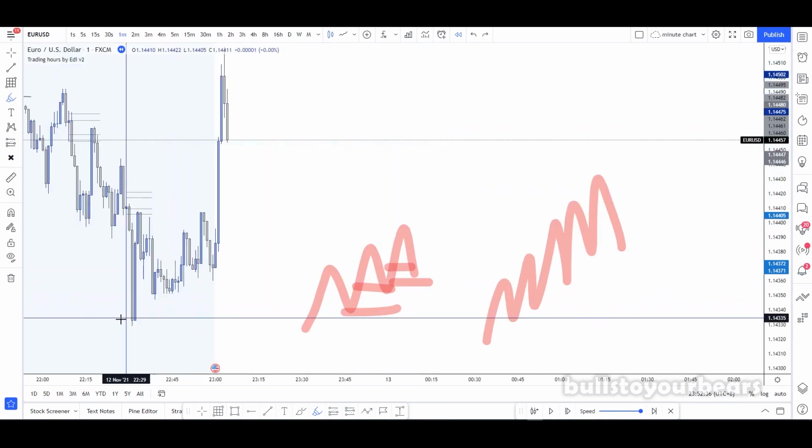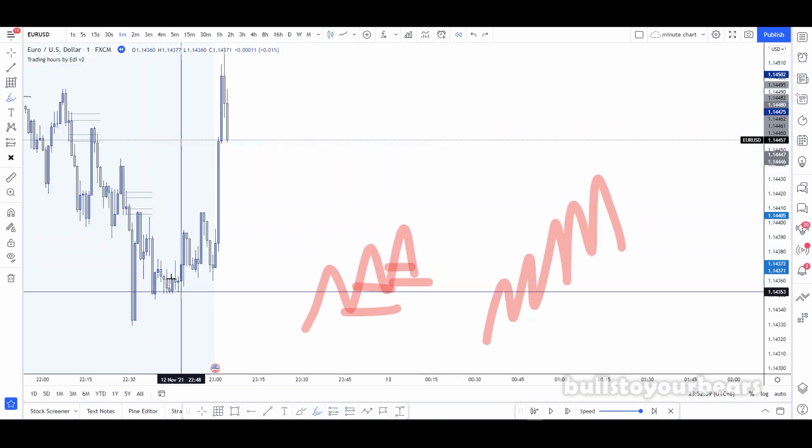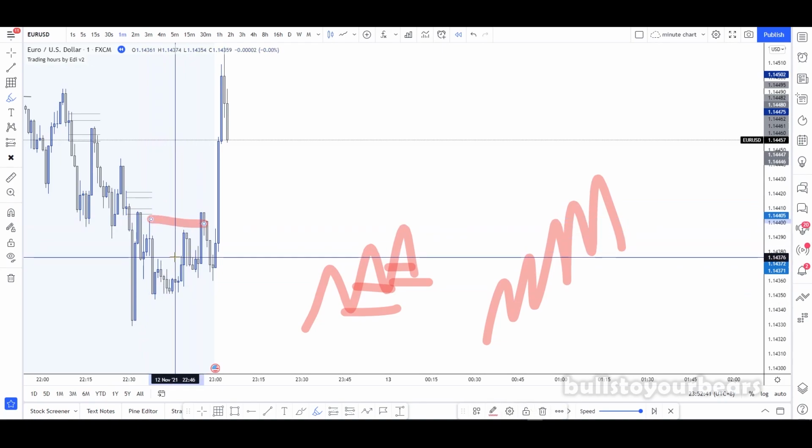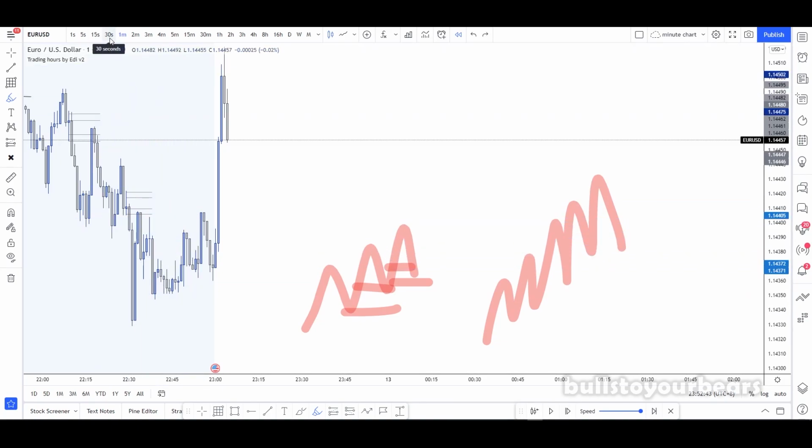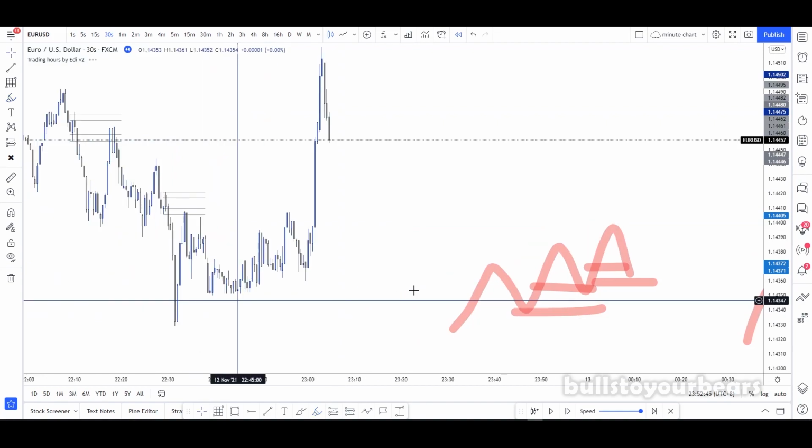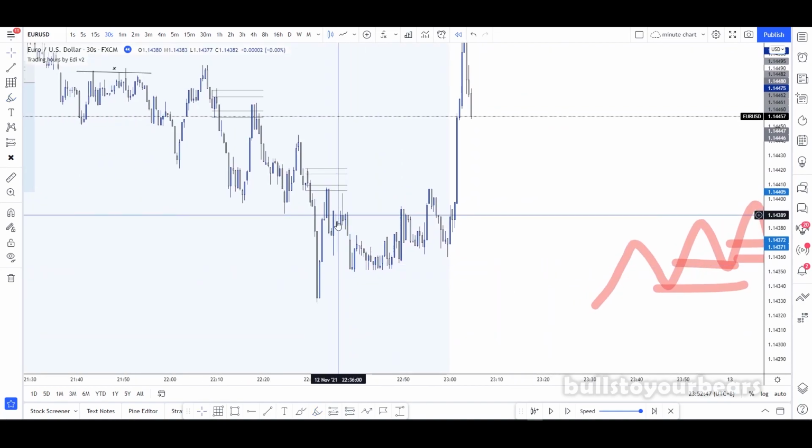And then here you can see we have a break of structure here, right? In the 30 seconds time frame, you can see it's a break of structure. Let's go to the 30 seconds, right? Candle closure.